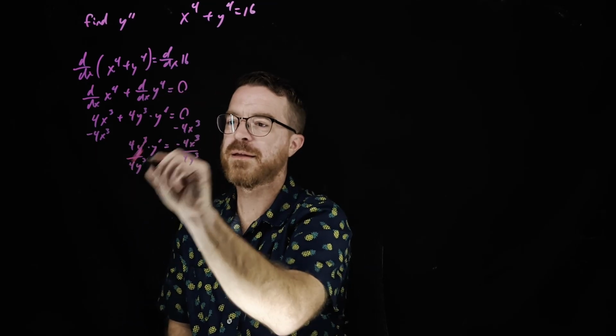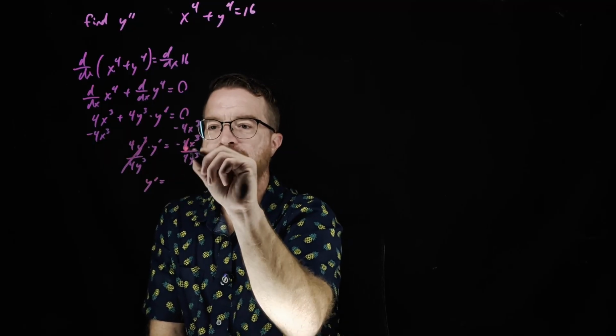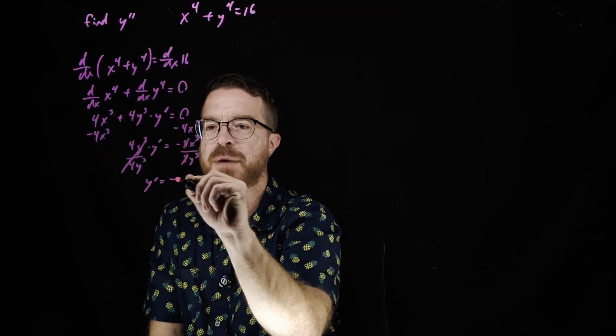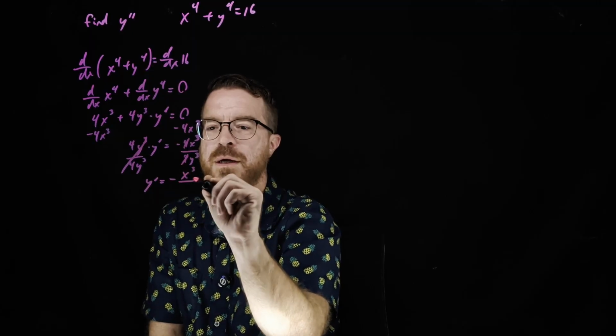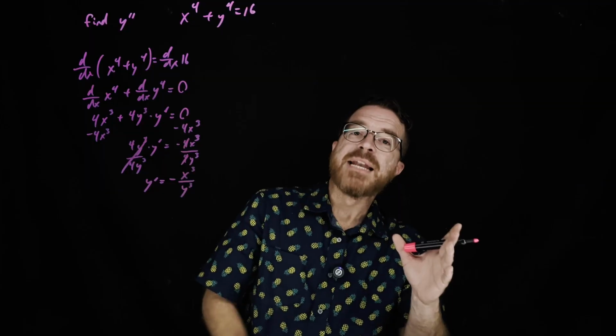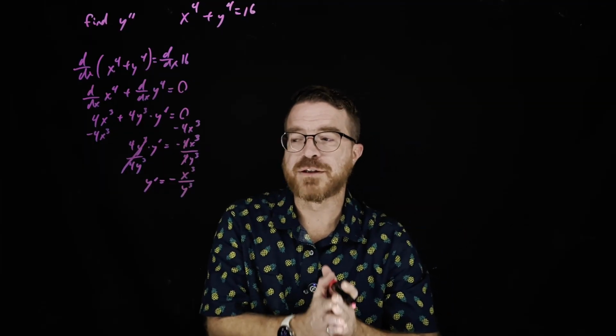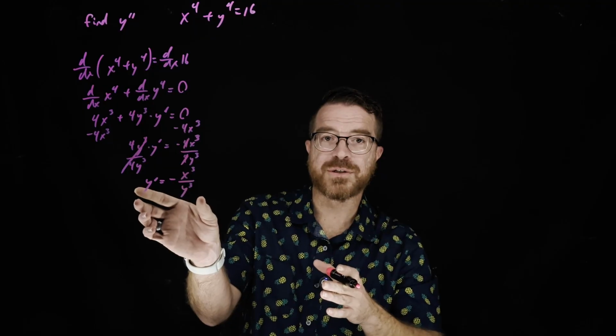And I'm going to have that y prime is equal to, so the 4's are going to cancel, so I'm going to have minus x cubed over y cubed. So this is my first derivative. Now, in order to get my second derivative, what I need to do is I actually need to take the derivative of this equation. So let's do that.